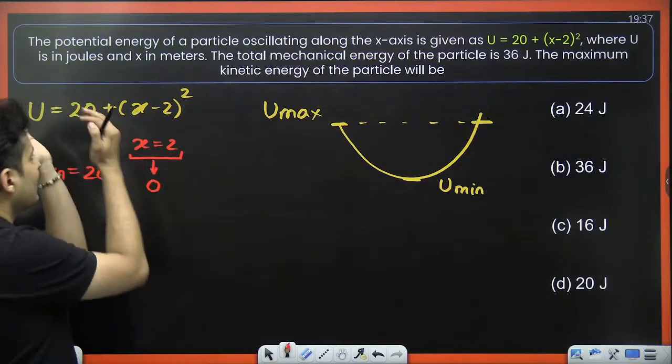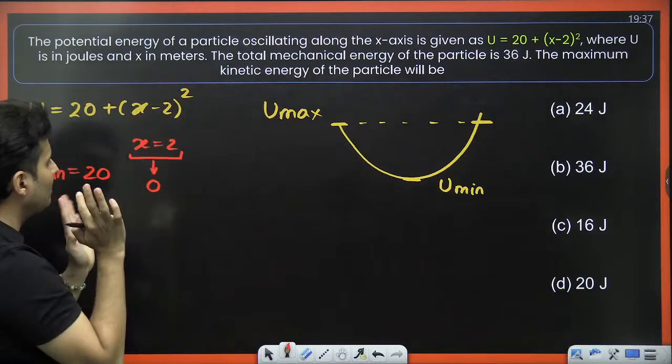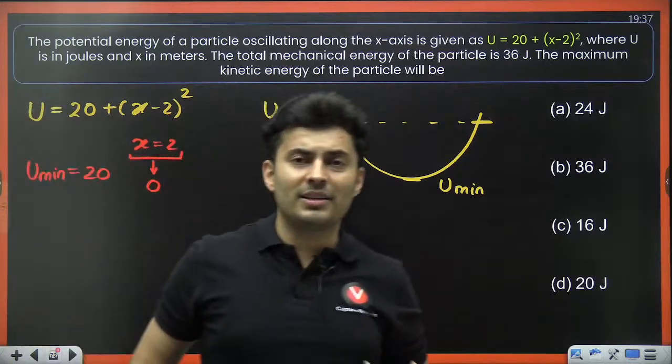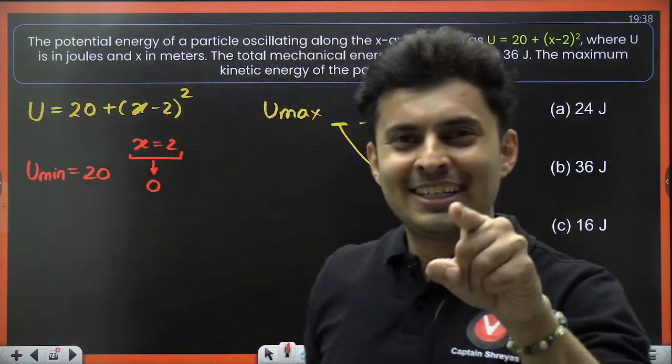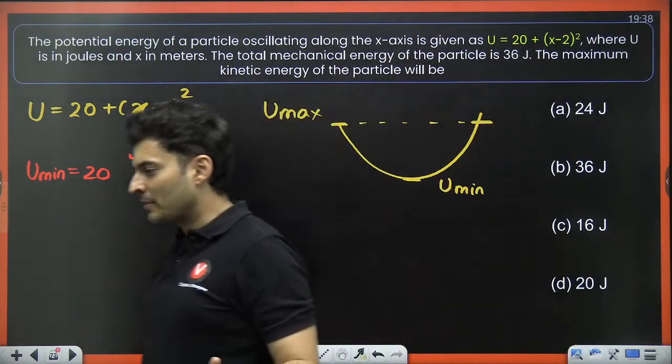Think about it. This is 20 plus something, 20 plus something, 20 plus something. If that something only becomes 0, that will be the least value. And this value is always going to be positive because it is squared. Because it is squared, it will always be positive. It will never ever be negative.